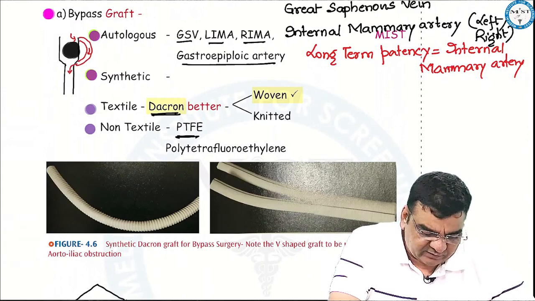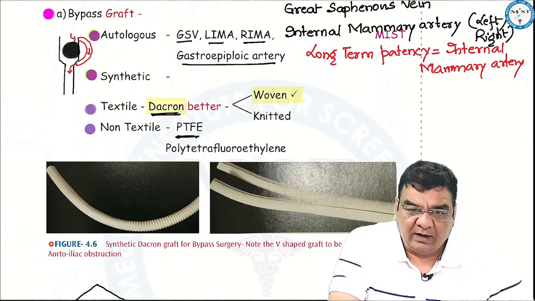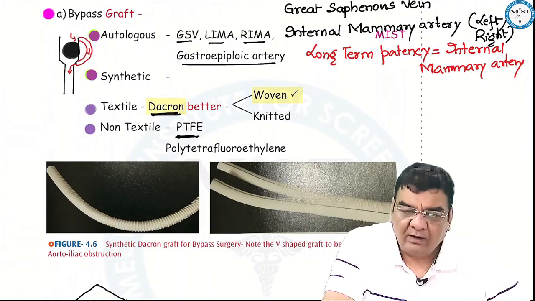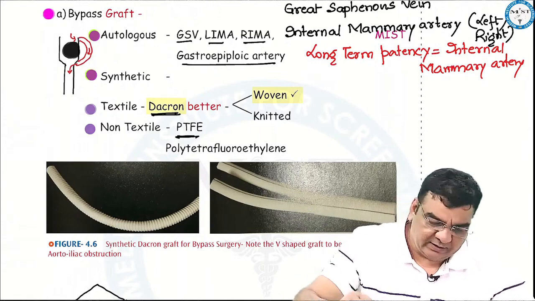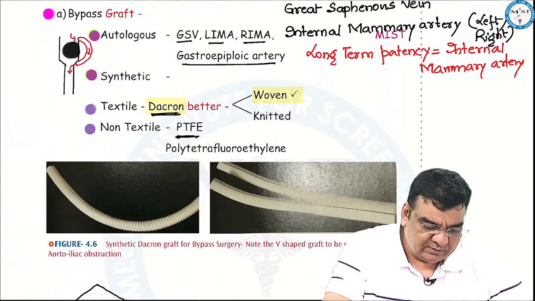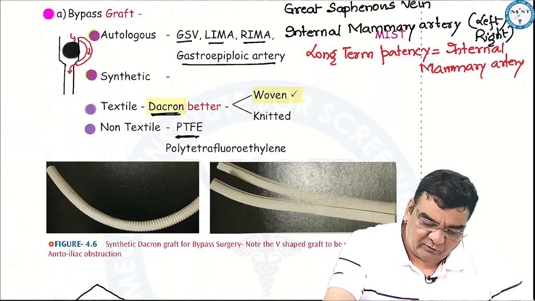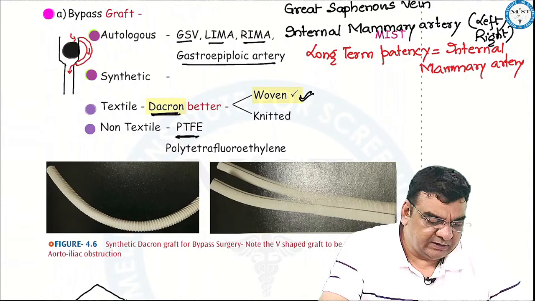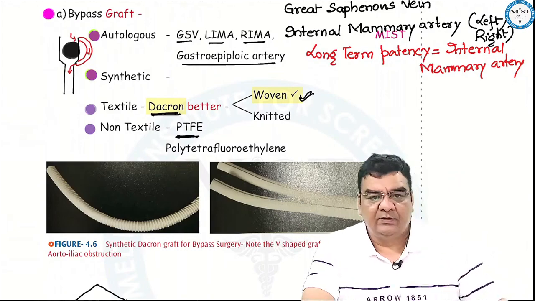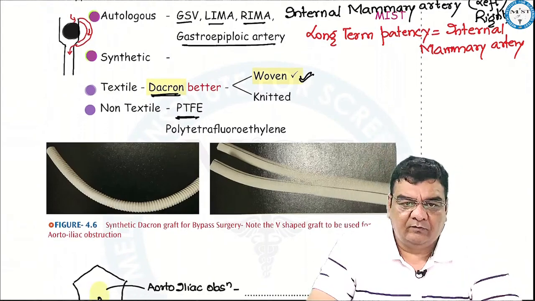These textile grafts, beta, they can be either woven or knitted. In this, woven grafts are better than the knitted graft. Woven grafts are better than the knitted graft, right? Fine.